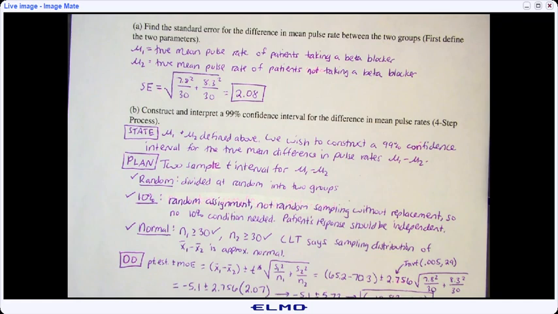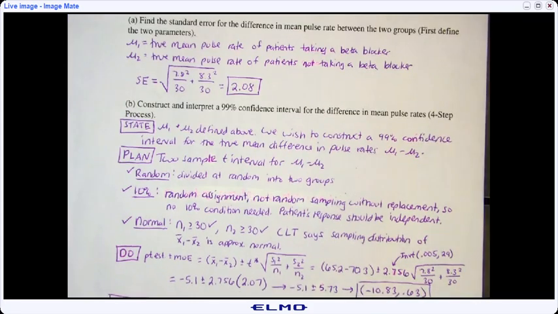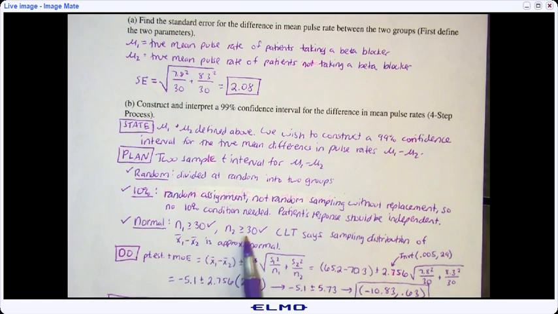So even though the 10% condition doesn't apply, this is an independent situation, so we can keep going using those formulas. And then for normal, because each sample individually is greater than or equal to 30, it actually is 30, then it meets the condition for the central limit theorem, which says that the sampling distribution of x bar 1 minus x bar 2 is approximately normal, which is good.